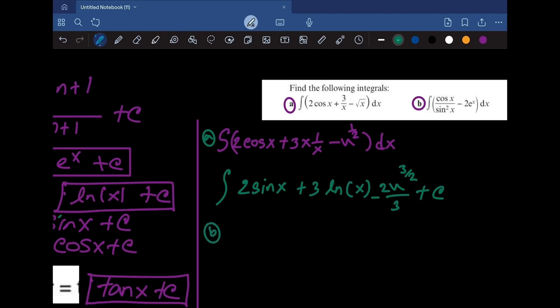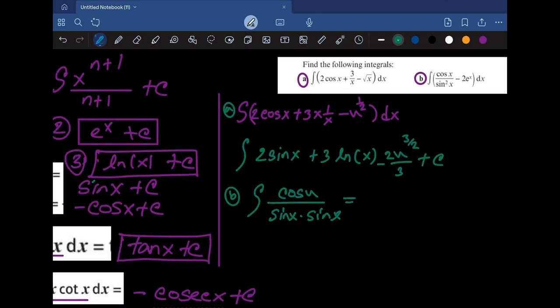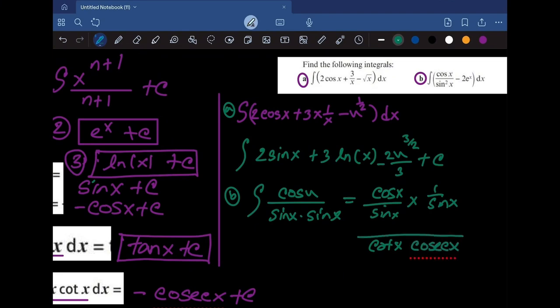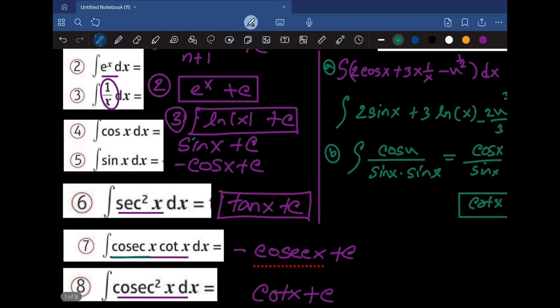In B they have written cos x divided by sin square x, which we can write as cos x divided by sin x into sin x. So it can also be written as cos x divided by sin x into 1 divided by sin x. We know cos x divided by sin x is cot x, and 1 divided by sin x is cosec x, and cot x and cosec x together give minus cosec x, the formula that we have seen here.